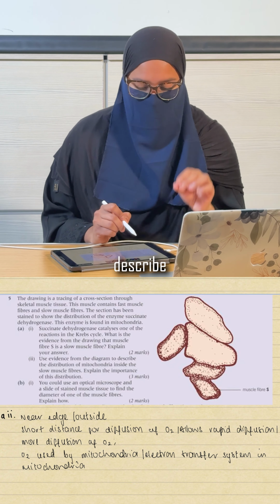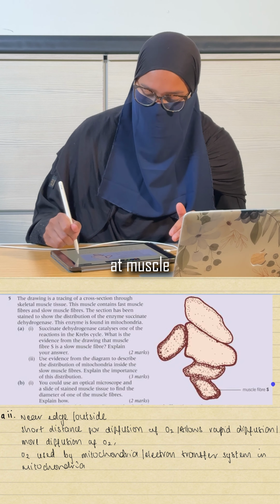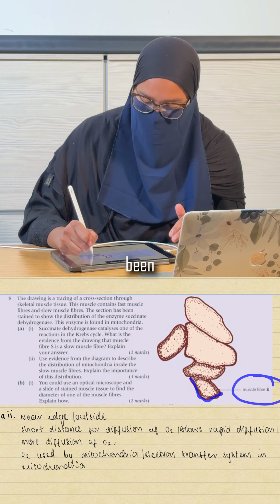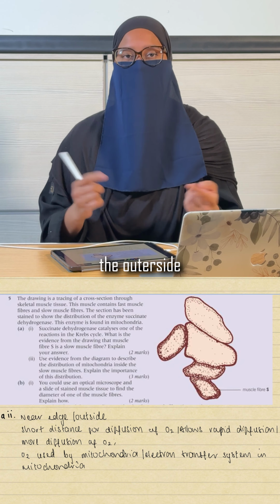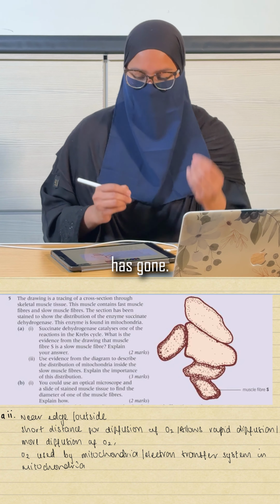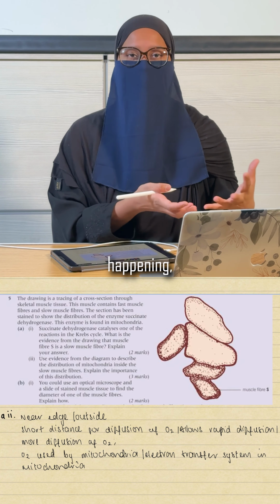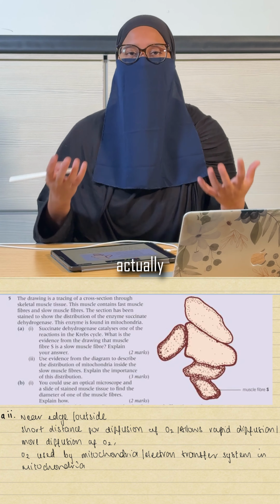So the first one is describe the distribution. If we look here at muscle fiber S, you can see that it has been distributed towards the outer side or the edge of that particular muscle cell, which is where the first mark has gone. So remember, when they say describe, you need to be talking about what's actually happening or what's actually being drawn or what's actually been said.